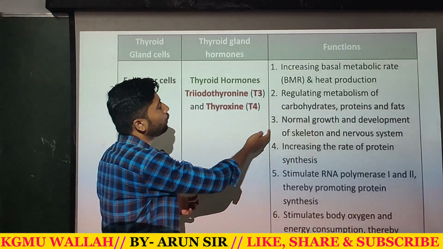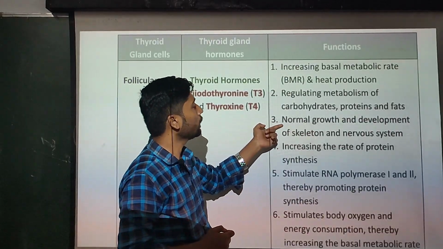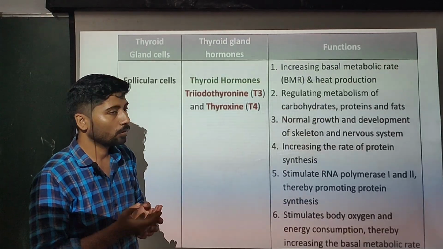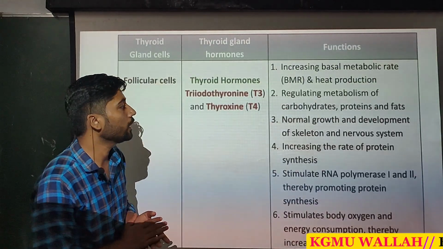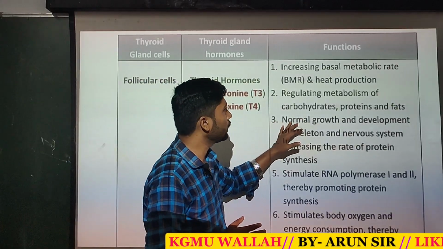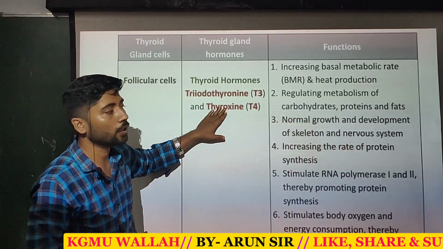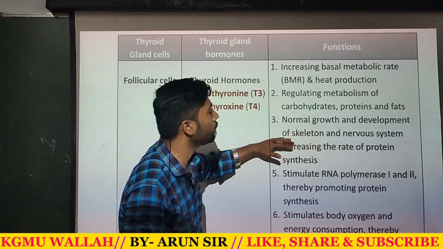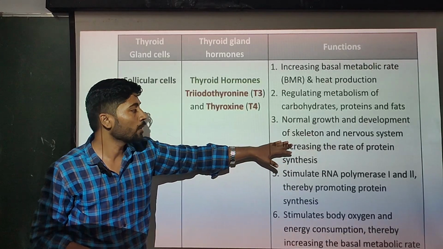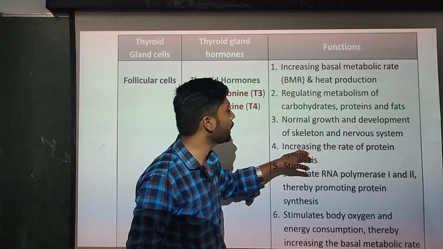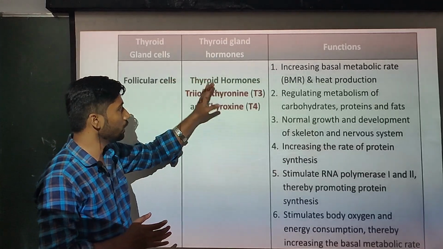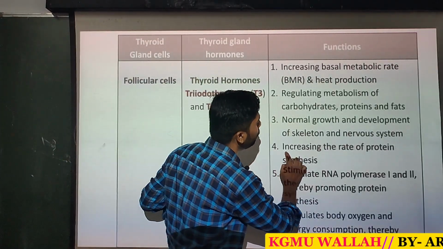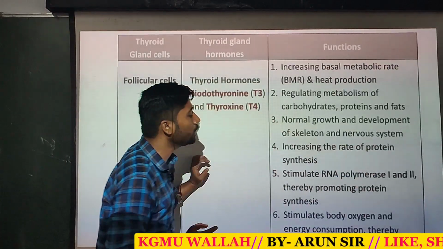Then the third function of T3 and T4 is normal growth and development of the skeletal and nervous system, means when you are a child, this hormone, that is T3 and T4, is very important for growth and development. So this is very helpful for the growth and development of your skeletal and nervous system. And the last, fourth point, increase the rate of protein synthesis. If T3 and T4 are properly secreted, then it is very important for increasing the rate of protein synthesis.